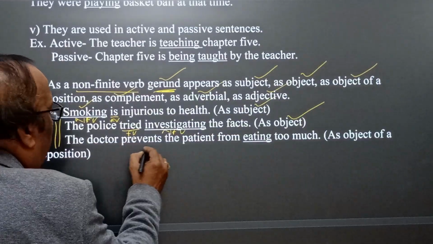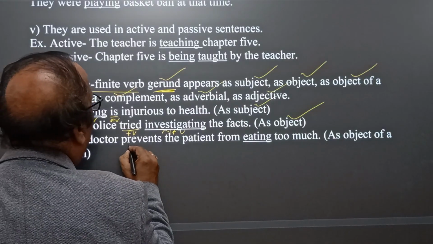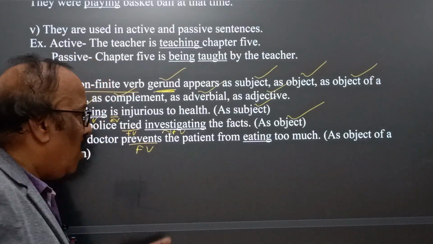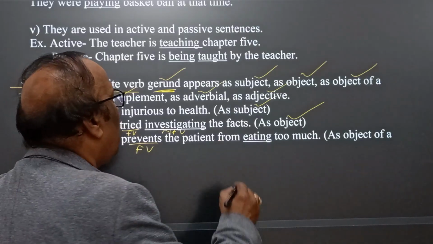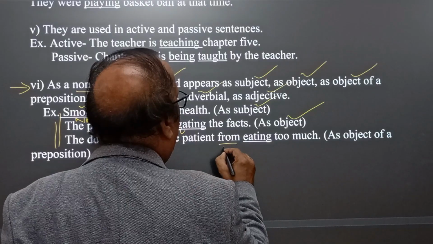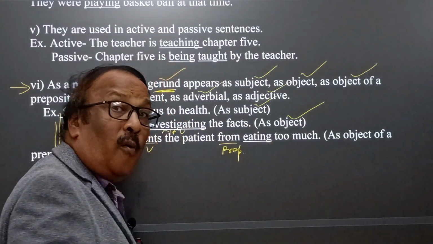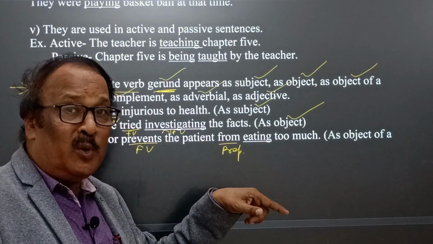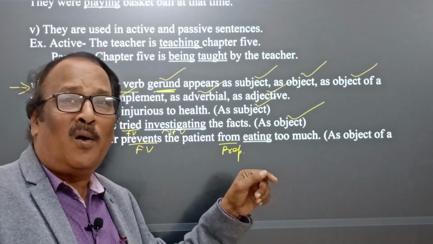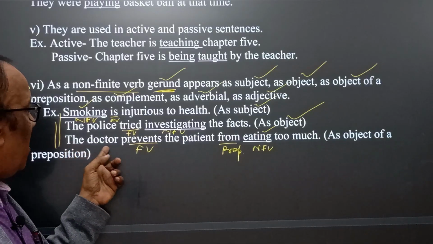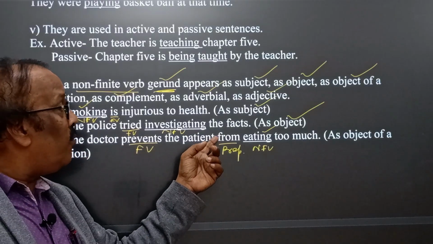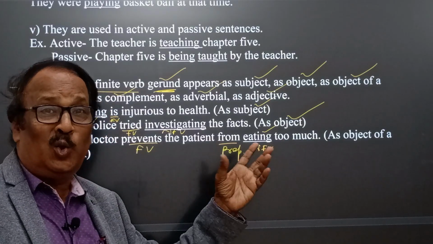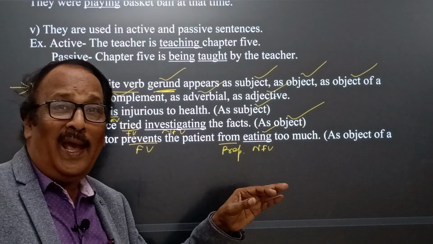The doctor prevents. Here, prevents is the finite verb. The patient is the object. From is the preposition, and eating is the object of the preposition. Whenever a gerund is used after a preposition, it is called object of preposition. Again, the doctor prevents the patient from eating too much. Yes, because too much eating is bad for health.